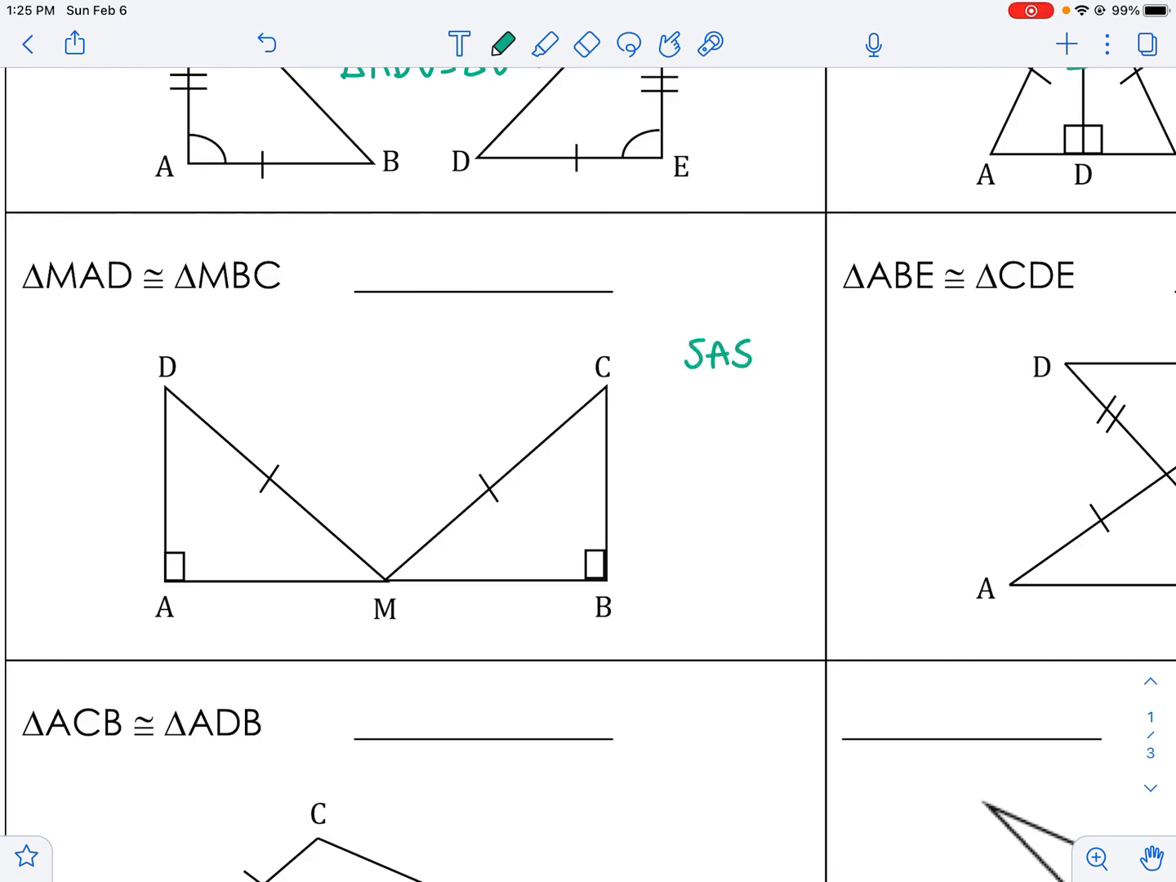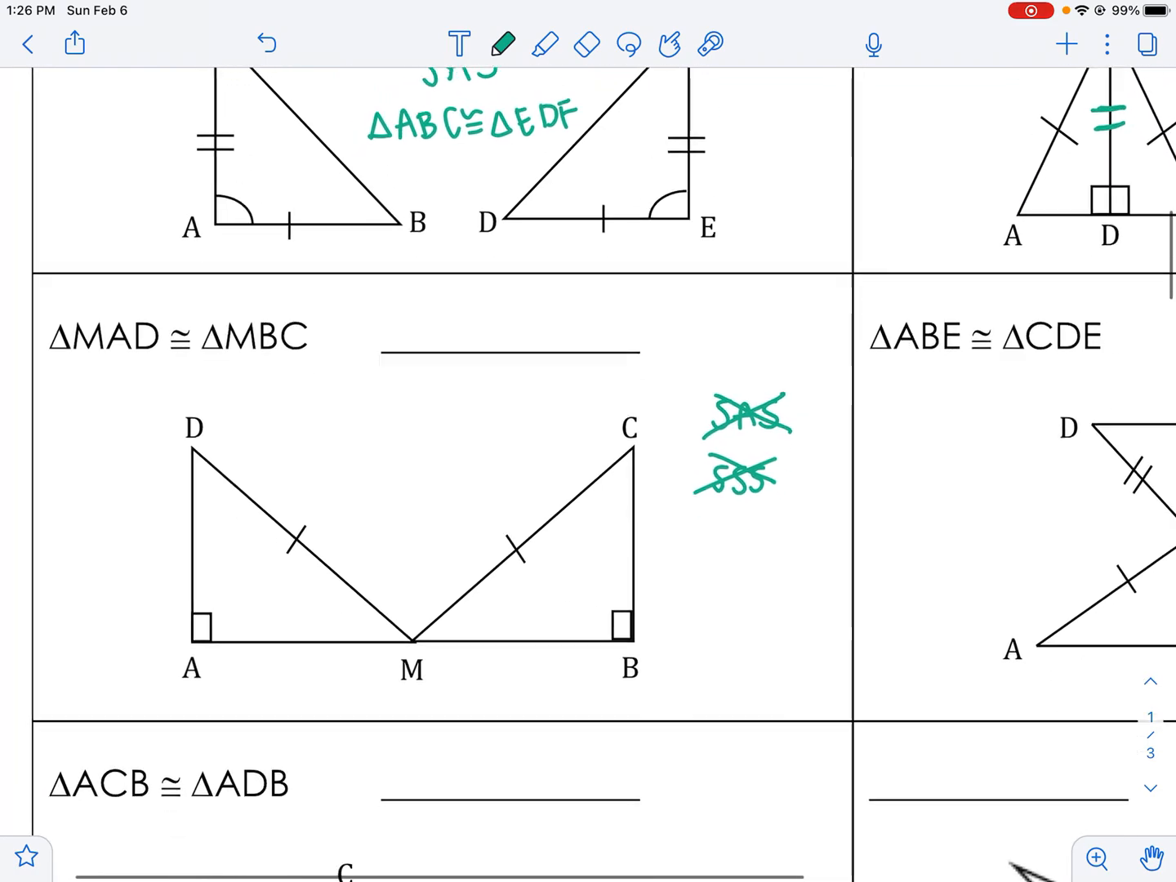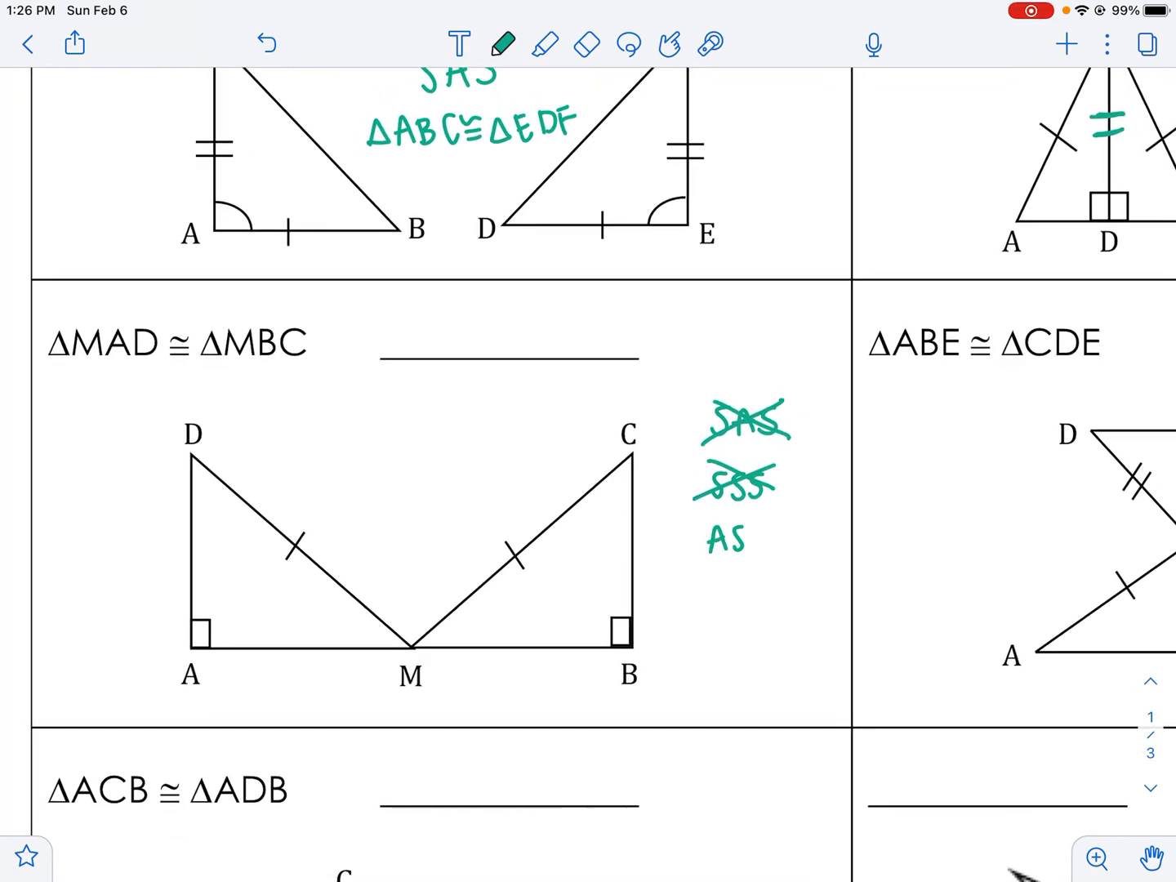Okay, so let's go through. Is it side, angle, side? No, because I don't have two sides, and my angle is across from the side, so it can't be side, angle, side. Is it side, side, side? No, because I don't have ticks all the way around. Is it angle, side, angle? Well, it can't be because I only have one angle, so I don't have enough there.